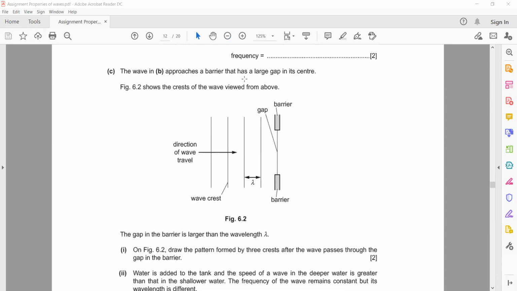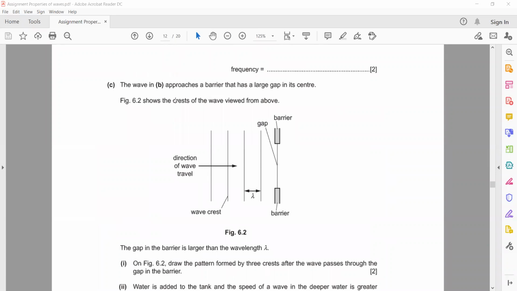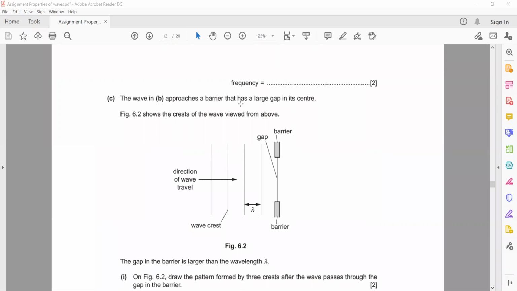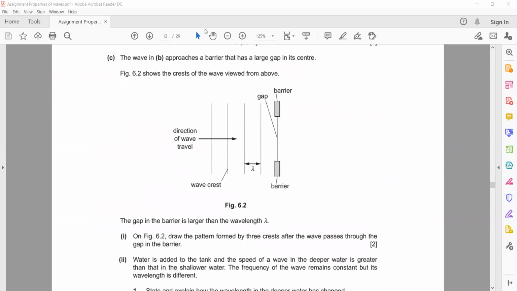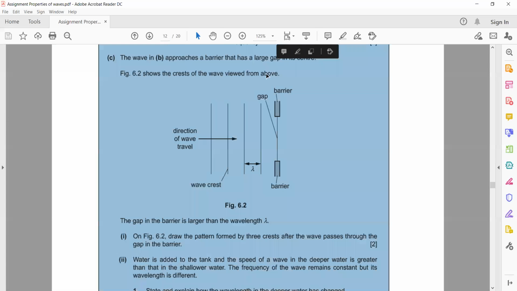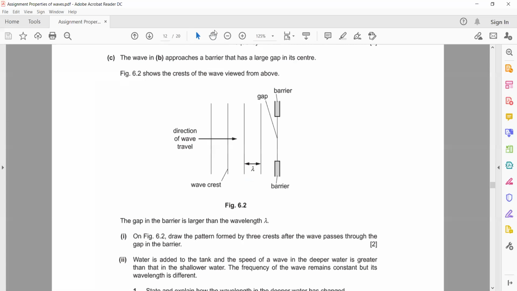Another question related to diffraction. The wave in B approaches the barrier that has a large gap at the center. And you can see that the wavelength is smaller. The distance between the two successive wave fronts is smaller as compared to the gap size. This gap is much larger. The gap of the barrier is larger than the wavelength.